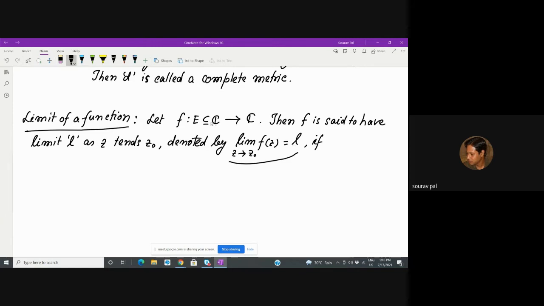We are in the Euclidean setting where the metric is given by the modulus. So we know the meaning of z comes to z naught: mod z minus z naught comes to 0, and mod f(z) minus L comes to 0. That means f(z) comes to L. And when we are defining a limit, this point z naught does not need to belong to E, the domain of definition.